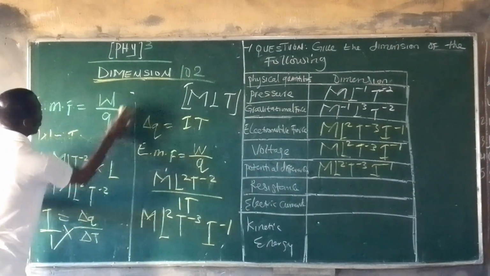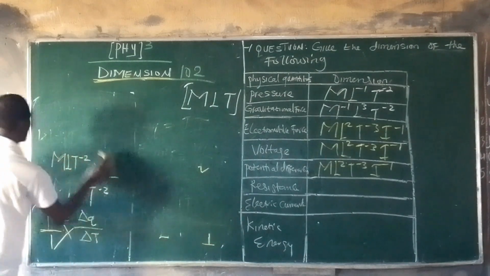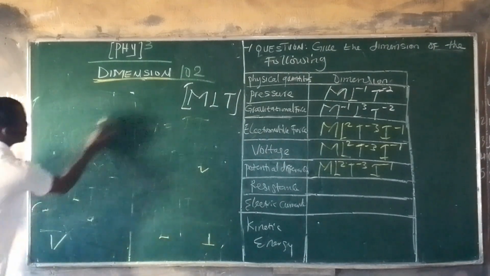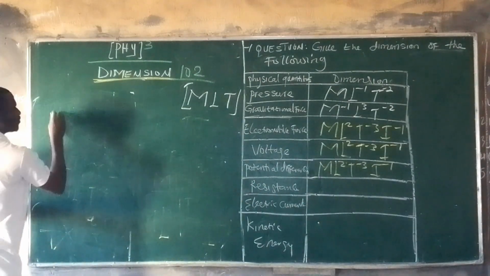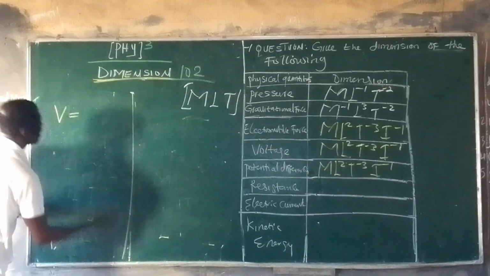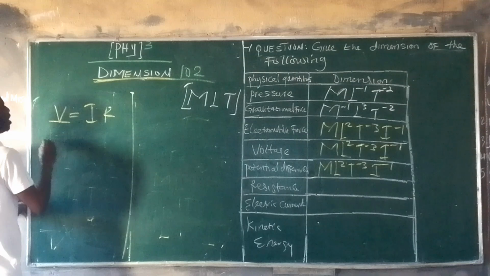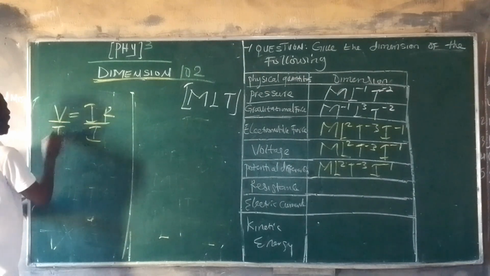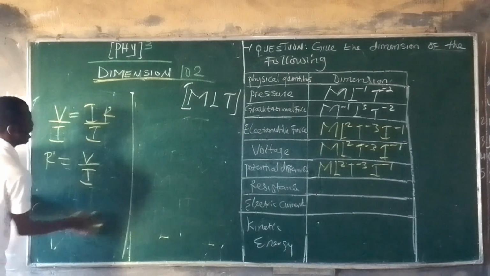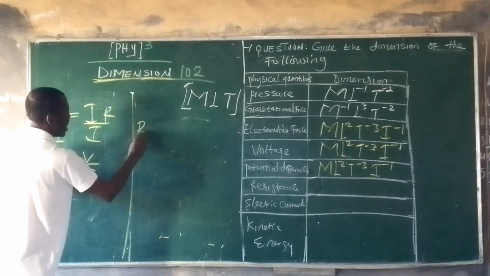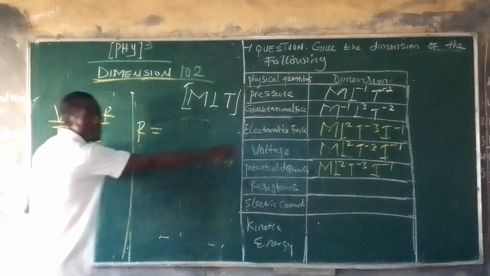What's the dimension for resistance? We need to know the formula for resistance. And what's the formula for resistance? We need to go back to our knowledge of electricity. We know that voltage is equal to IR. And if voltage is equal to IR, we divide by I, so R is equal to V over I. V is voltage, which is the one up at the other side.